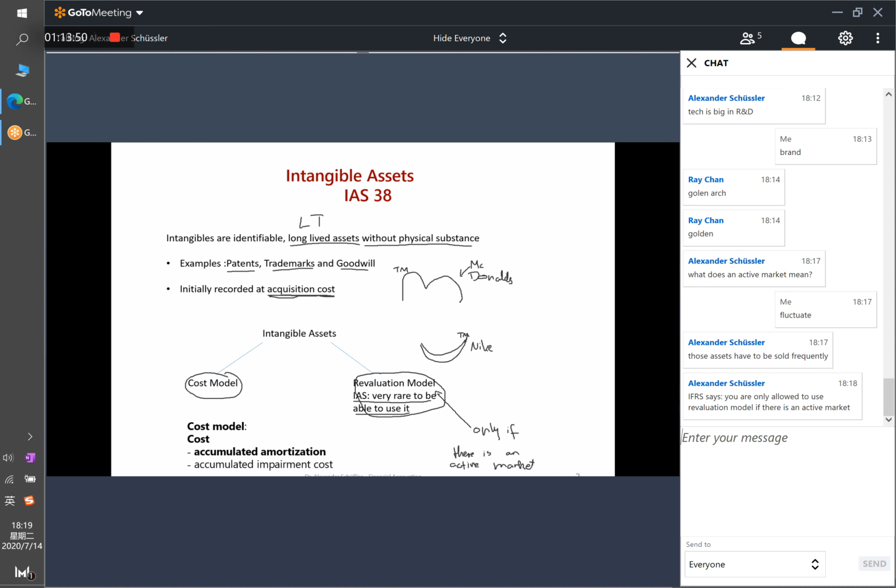The cost model is very similar to property, plant, and equipment. The cost model says you should use the cost minus accumulated amortization minus accumulated impairment costs. So this is the book value. Book value, or carrying amount, equals costs minus accumulated amortization minus accumulated impairment costs.